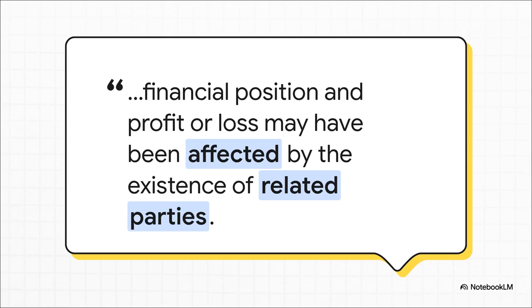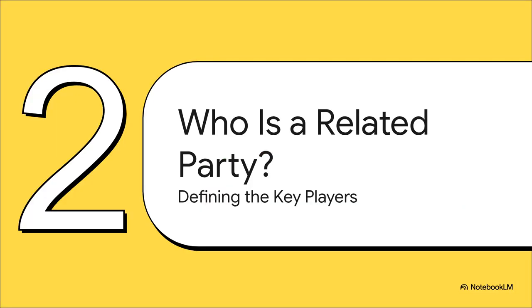Now, the standard isn't saying these deals are automatically shady. Not at all. It just says, hey, you got to tell us about them. They have to be out in the open for everyone to see. Okay, so if we're going to shine a light on these things, we first need to know who to point the flashlight at. So who exactly is a related party, according to the rules?